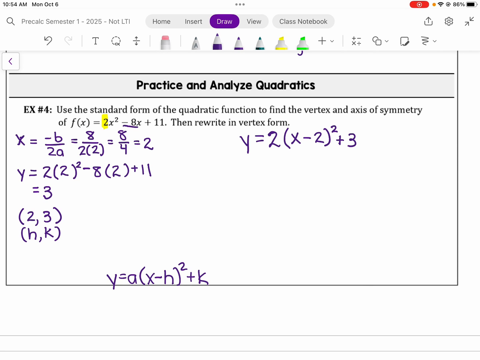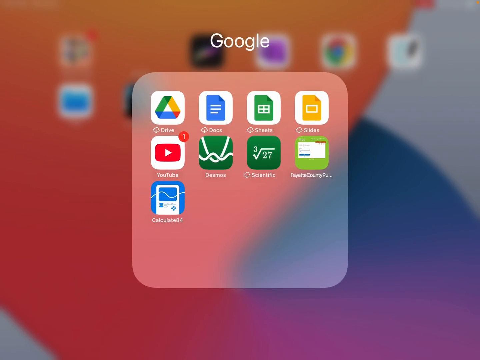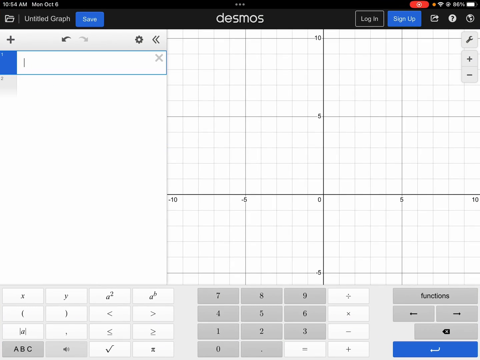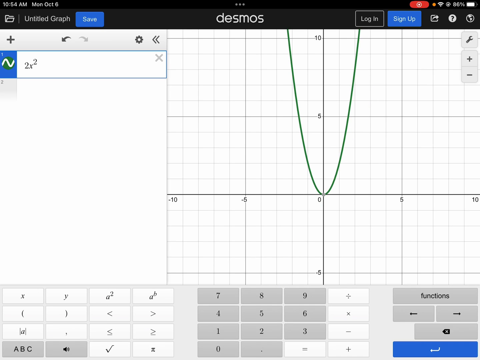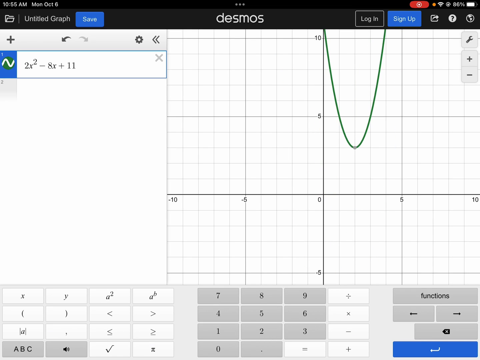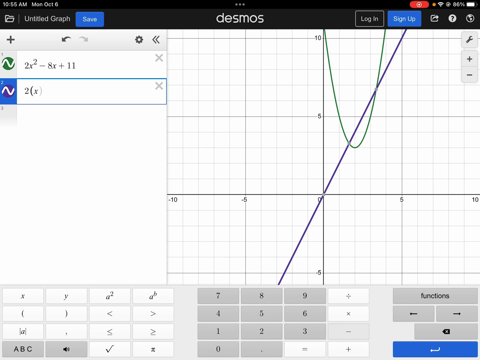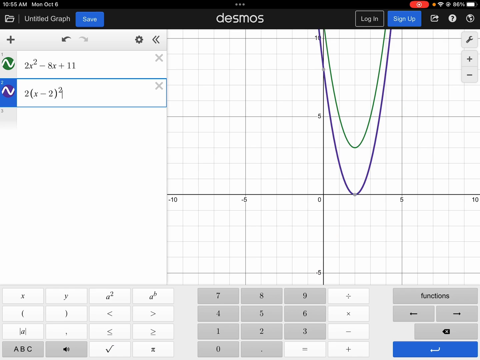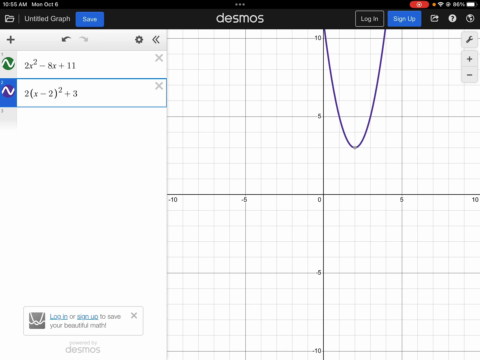How could I check that I did that right? So remember to use a little bit of common sense here. If I want to check that I did it right, I could do 2x squared minus 8x plus 11. And there's my graph. And then I can do my answer, 2 times (x minus 2) squared plus 3. Ta-da! They are the exact same graph. So if I turn that off, they overlap each other, so I know that I've done it correctly.